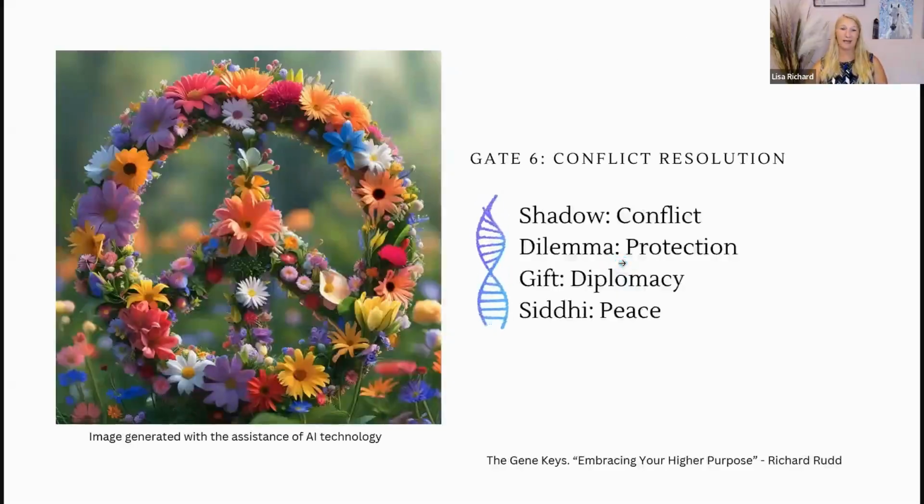So when we move deeper now into gate number 6, human design branched into what was known as the gene keys. So it's literally taking the key to come now and open up the gate. Each one of those numbers on your human design chart, those are gates. So we're using the key to open up the gate of number 6, conflict resolution, and using the book of the gene keys by Richard Rudd. We're going to go through the teachings of the shadow of conflict, the dilemma of protection, the gift of diplomacy, and the siddhi of peace.